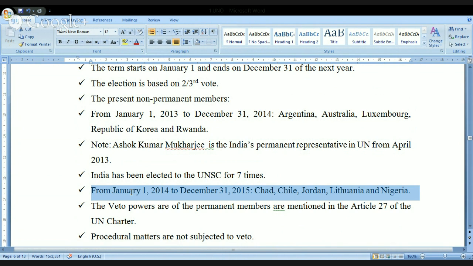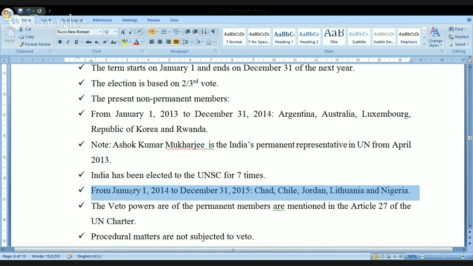Hope I am clear. But I told you one point: no country is permitted for immediate re-election. If you look at this, Argentina, Australia, Luxembourg, Korea, and Rwanda, once their term is completed, they need to wait at least a period of 1 year. Immediately, they are not permitted to become non-permanent members. Meaning, instead of these 5 countries, some other 5 countries will become the non-permanent members.